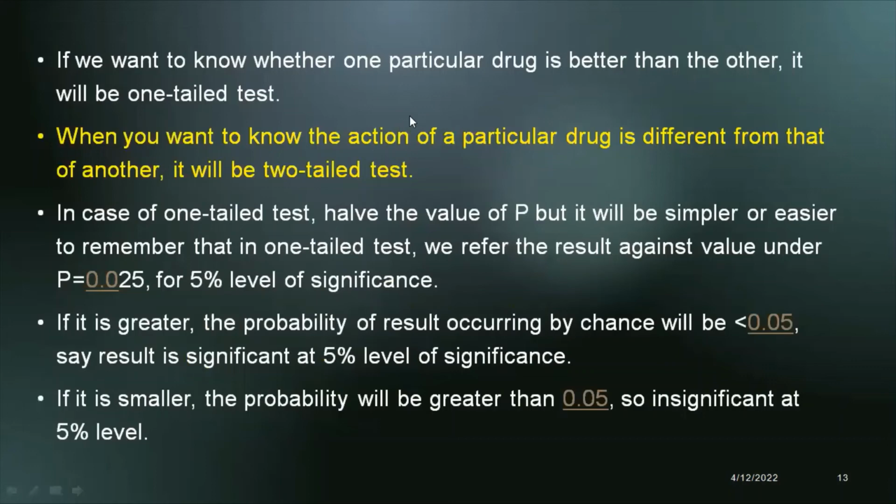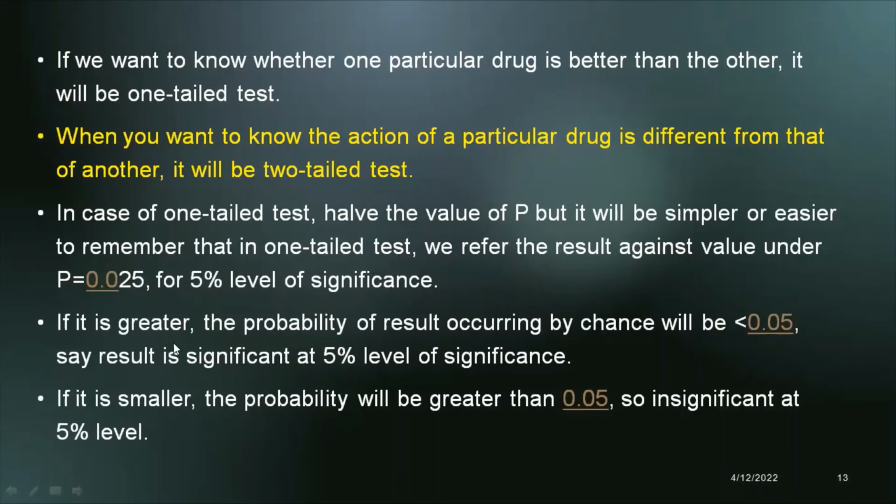If we want to know whether one particular drug is better than the other, it is a one-tail test. When you want to know whether the action of a particular drug is different from that of another, it will be a two-tail test. If you want to prove better, inferior or superior, it is one-tail. If you just want to prove it is significantly different, then it will be two-tail. In a one-tail test, we take half the value of P, but it is simpler to remember that in a one-tail test we refer the result against the value under P equal to 0.025 for the 5% level.